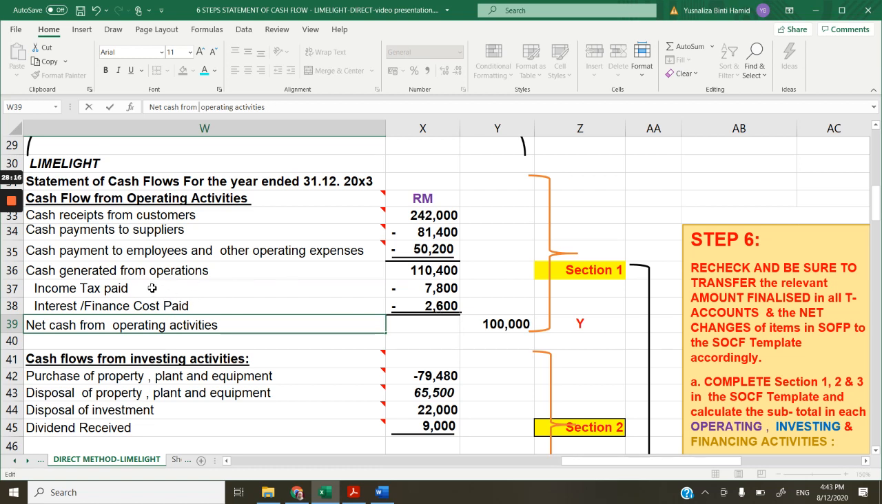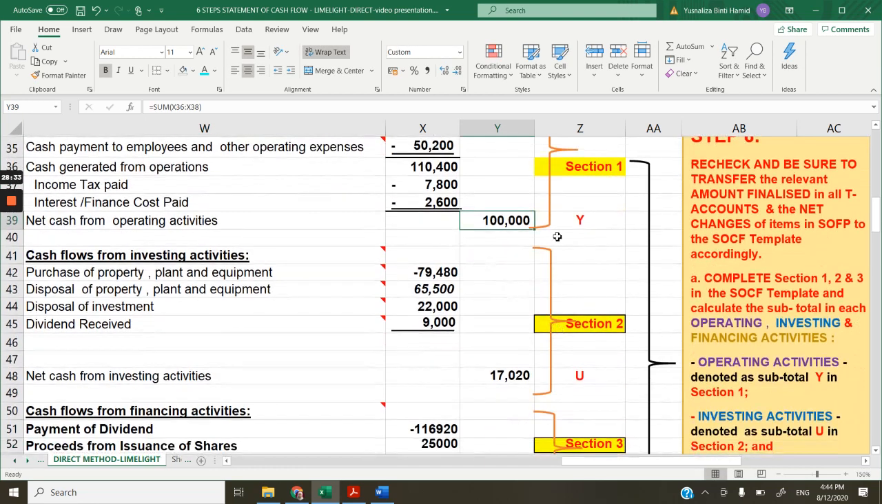These are the things that we credit throughout the year, relating to income tax. These are the actual taxes that we paid. These are the actual interest and finance costs that we incurred regarding whatever activities or finance that we have taken, the source of finance. So this is the net cash from operating activities, 100,000.